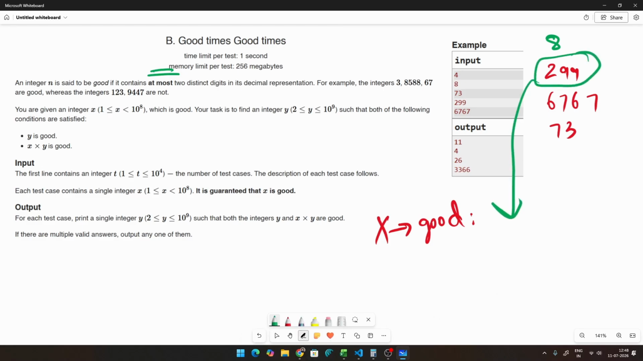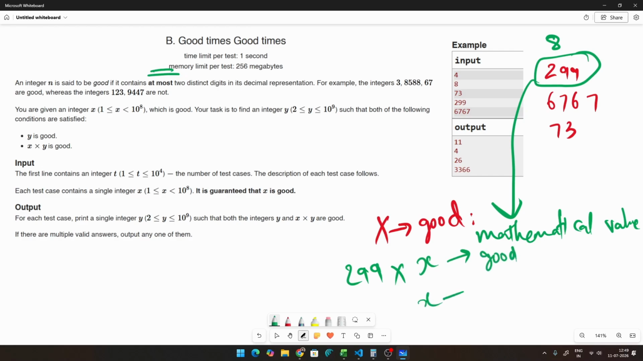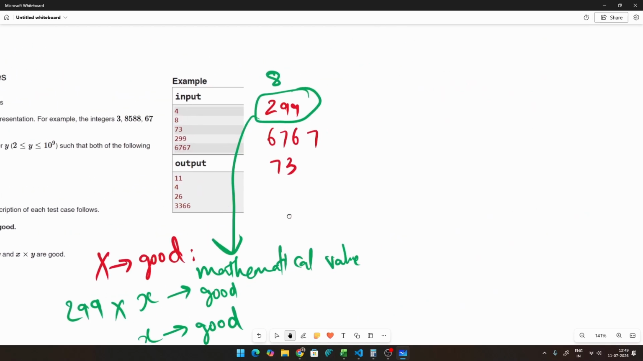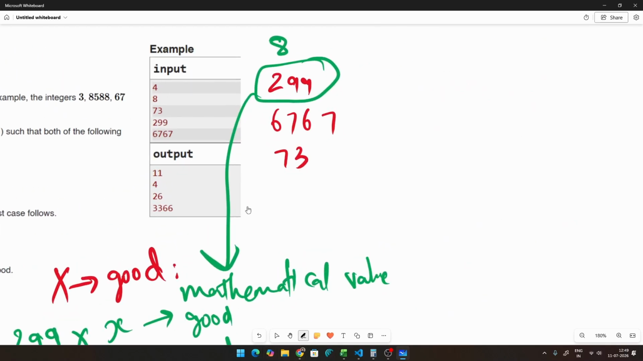Based on this, we need to find some mathematical value such that 299 into our y value is going to be good, and y is also going to be good. The output here is very interesting because for 299 they're saying 26 is the answer. There are multiple answers, by the way. And for 6767, it's 3366.